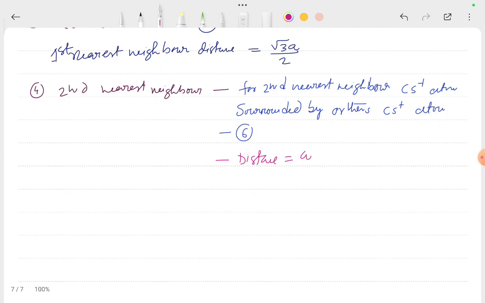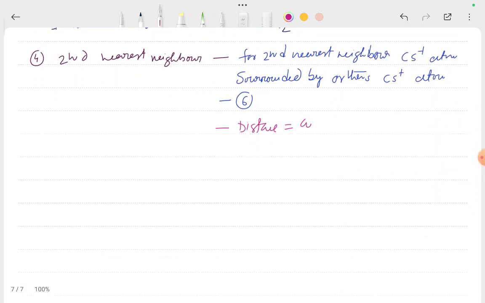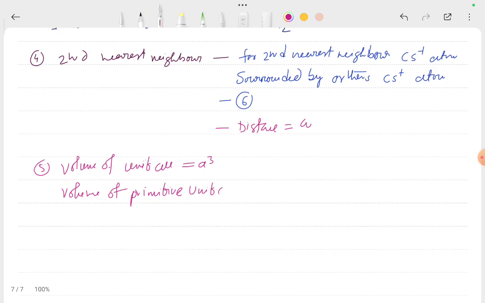Volume of unit cell, volume of primitive unit cell, it's all very easy. Volume of unit cell is equal to a cube. Volume of primitive unit cell is also a cube. And point 6 for NaCl, actually here R Cs plus R Cl is equal to root 3 by 2. I already discussed that.